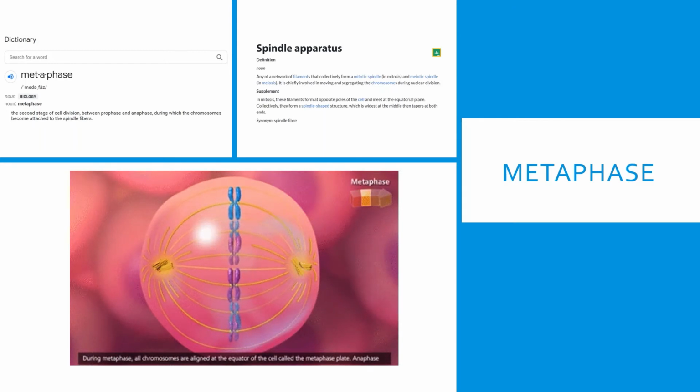And what this spindle apparatus does is it lines up the chromosomes in the center, or the equator, of the cell. Okay, and you can see that in the GIF below. But yeah, the spindle apparatus is very essential to making mitosis possible. And there's another definition there that I'll let you read on your own. But yeah, in metaphase, chromosomes are being lined up at the equator or center of the cell by the spindle apparatus.